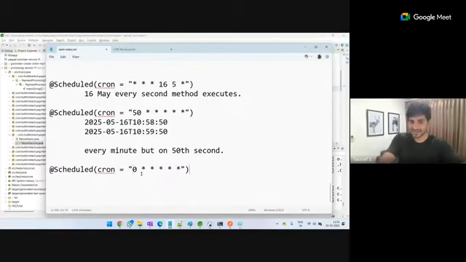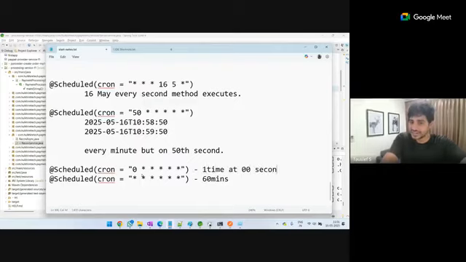If you put a star, it will run 60 times in a minute. If you put 0, it will run only one time, at the 00 second. Understand the power here. Simply making it a star, you are running the method 60 times. Making it a 0, the method will run only one time.